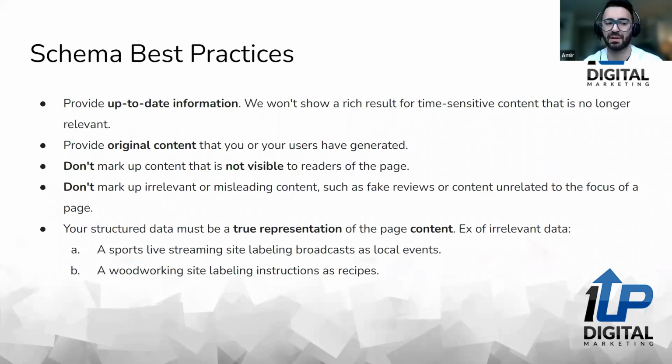So for example, I have two examples that are not a true representation. One is a sports live streaming site labeling broadcasts as local events. So broadcasts could be events, but they're not local events. A woodworking site labeling instructions as recipes. So that's also not a recipe, so we need to make sure that it's a true representation of the content.